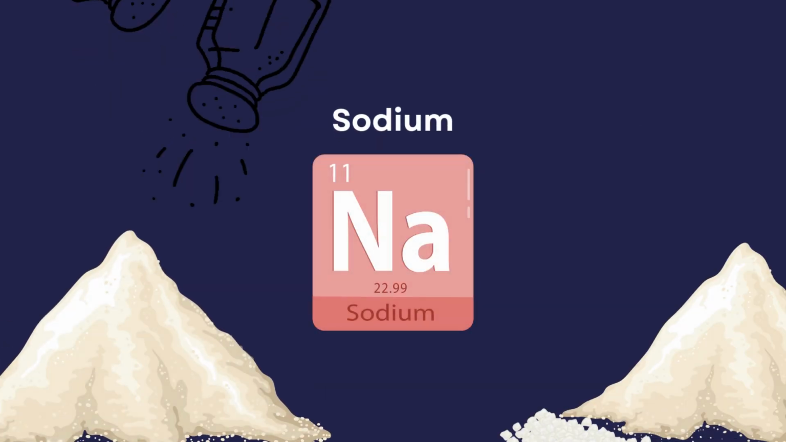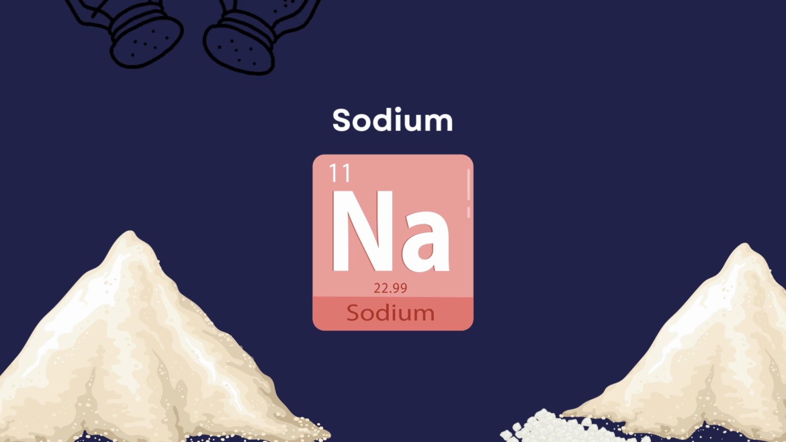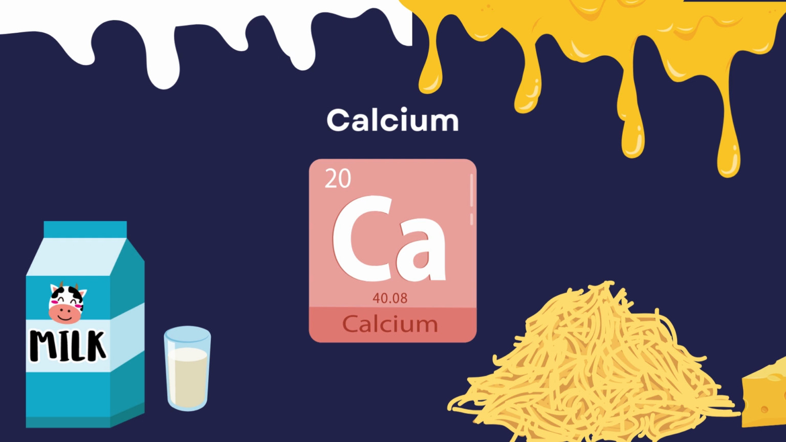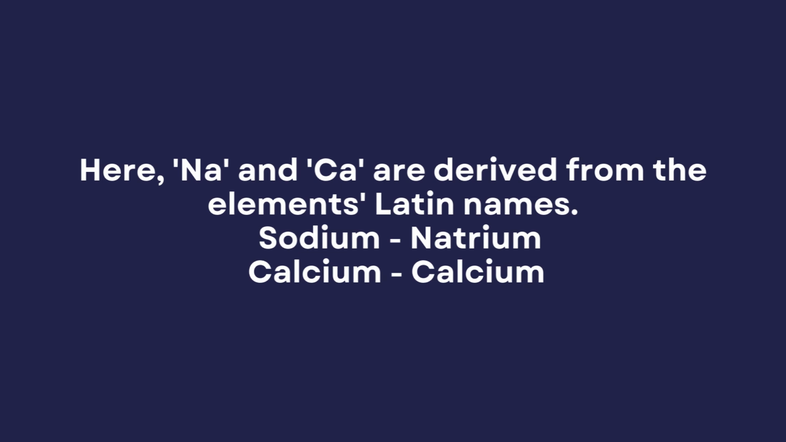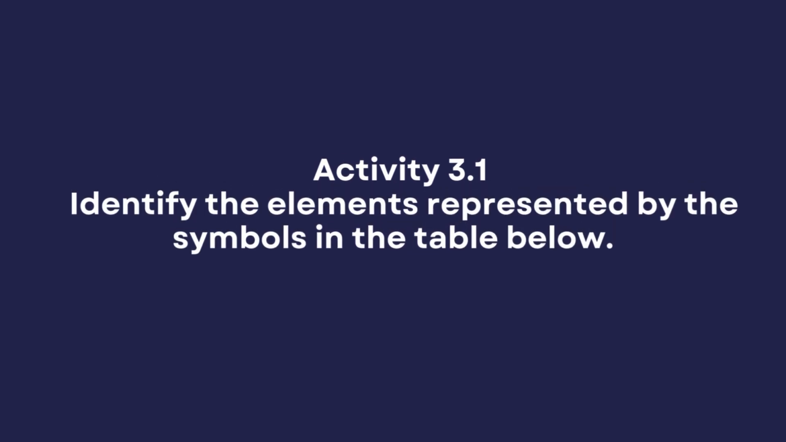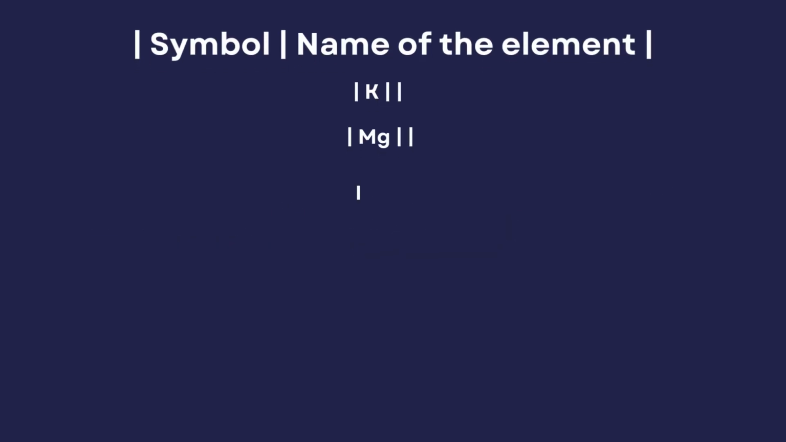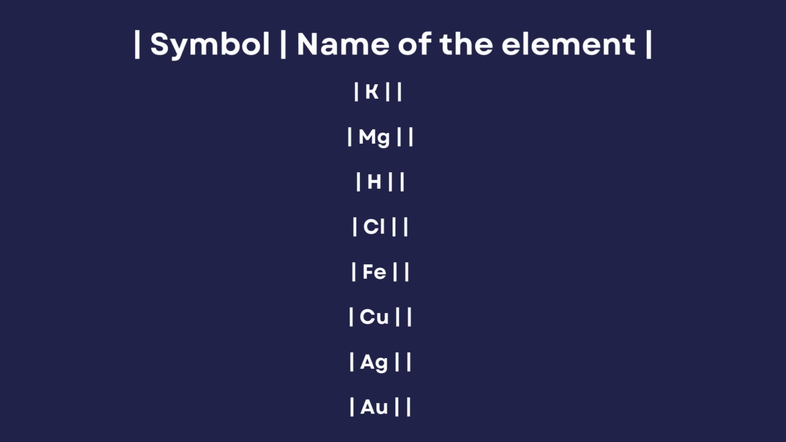Sodium, Na. Calcium, Ca. Here, Na and K are derived from the elements' Latin names: sodium, natrium; potassium, kalium. Activity 3.1. Identify the elements represented by the symbols in the table below. Symbol, name of the element: K, Na, H, Cu, Fe, Ag, O.